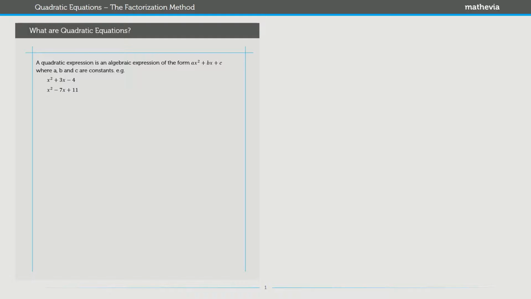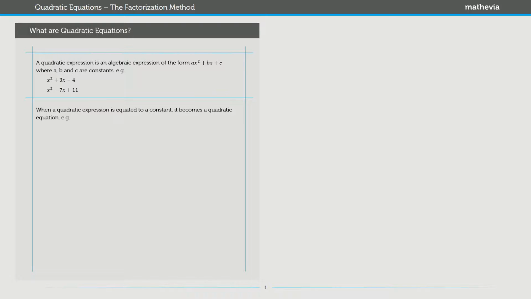In this case, a is 1. We have 1x squared, written as x squared, and b is 3, and c is minus 4. So we have a, b, and c as our numbers, and we have x in this case as our variable. Similarly, we have x squared minus 7x plus 11. These are quadratic expressions.